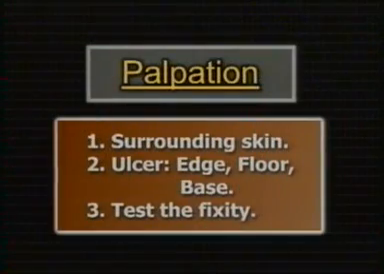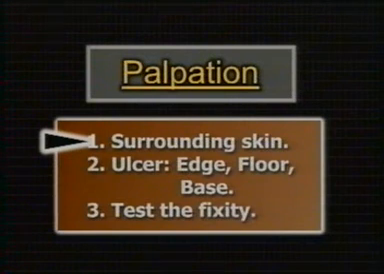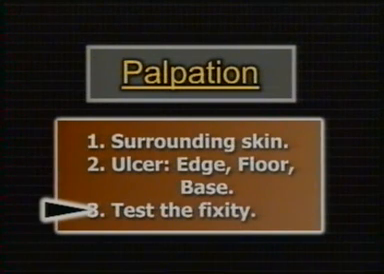To revise, first palpate the surrounding skin for warmth and tenderness. Then wear gloves and palpate the edge, the floor, and then through the floor the base of the ulcer. Then move the ulcer from side to side and test its fixity to the underlying structures.